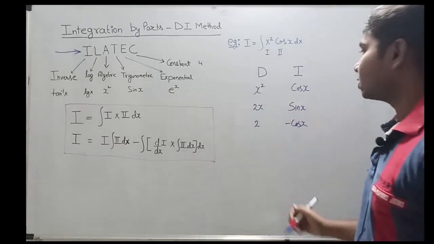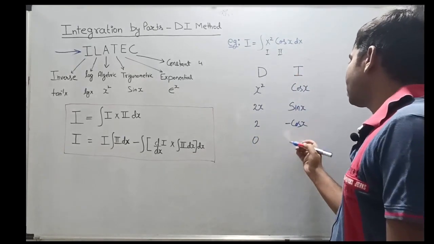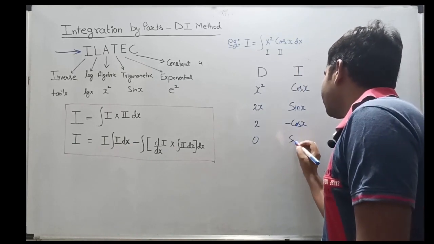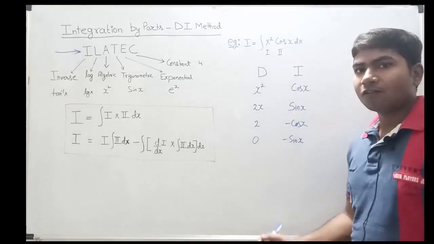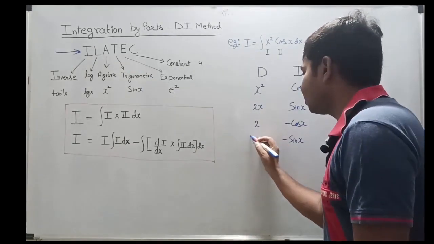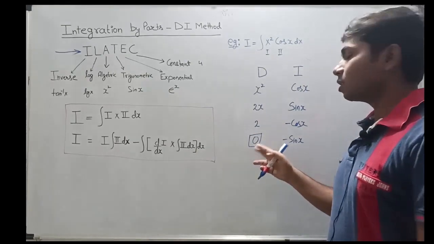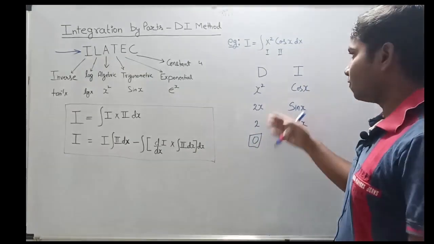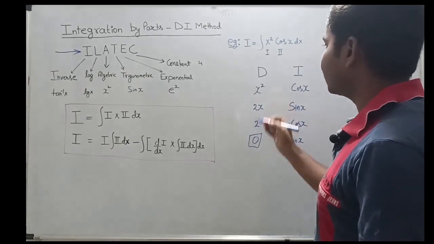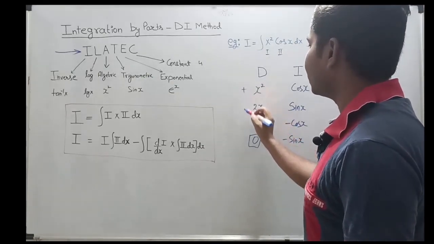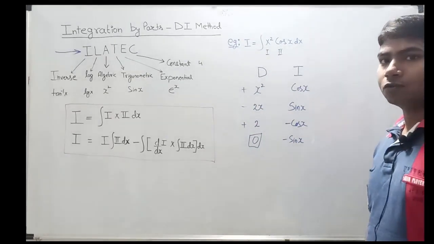So again we have to differentiate, and 0 will come, and if we integrate minus cos x, it will come minus sin x. So students, we have to stop here when the 0 will come. So whenever 0 is coming, we have to stop our differentiation and integration process here. Another thing we have to remember, we have to put the signs. So first we have to put a plus sign, then minus sign, then plus sign, like this. This thing we have to do.